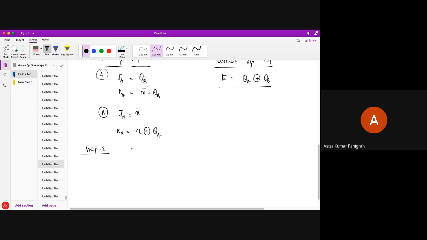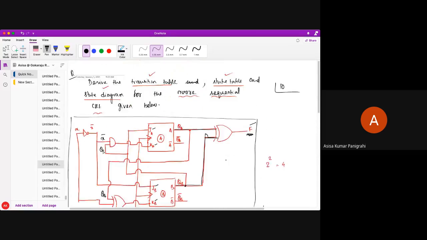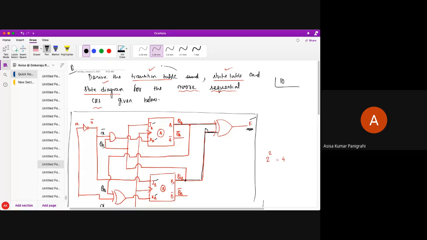What is step 2? Step 2 is very important and very difficult also, so you try to understand this carefully. Derive the transition equation. Why do we have to derive the transition equation, students? Because we first have to find out the transition table. To find the transition table, you need to know the present state and the next state, so you need to know how the transition has happened.